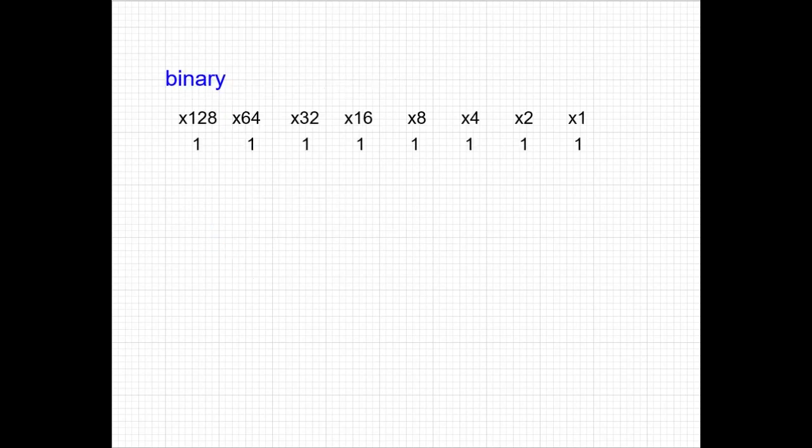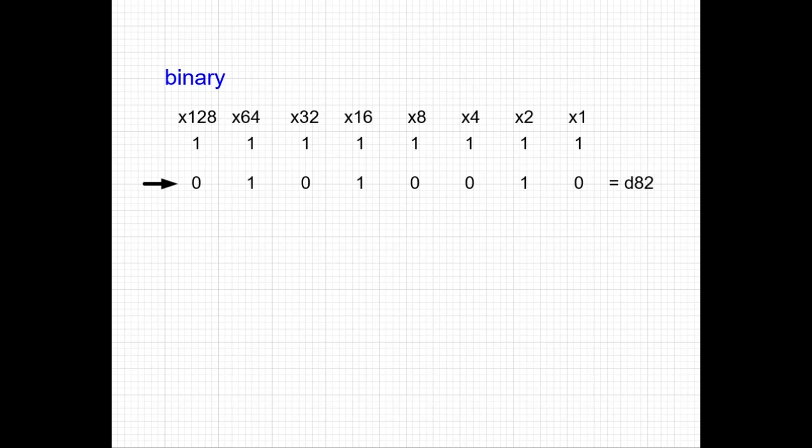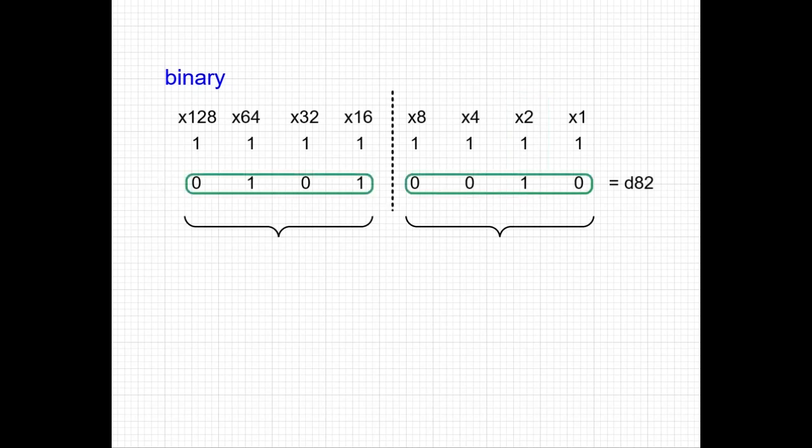As we go up from the LSB, each position is 2 times the previous. So a binary number like this is 64 plus 16 plus 2, or decimal 82. Binary numbers can get pretty long, and so we often segment them into groups of 4. And in this case, the upper group would be a decimal 5, and the LS group a decimal 2.